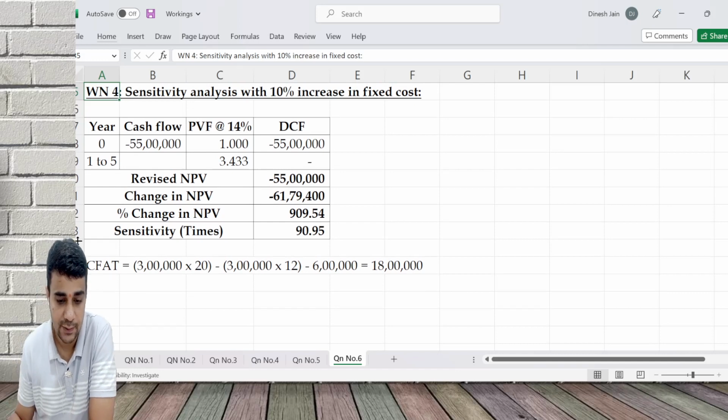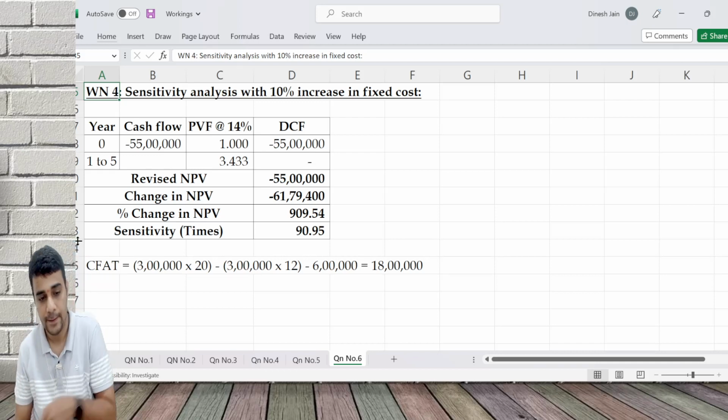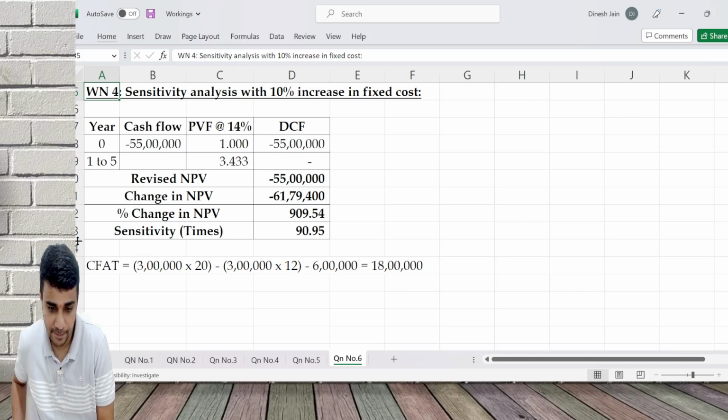Sensitivity analysis with 10% increase in fixed cost. Three sensitivity analyses were needed. One was on selling price, second was on sales volume, third is on fixed cost.